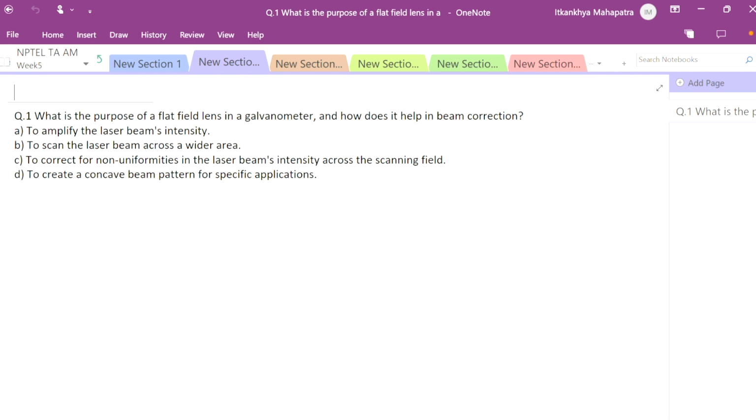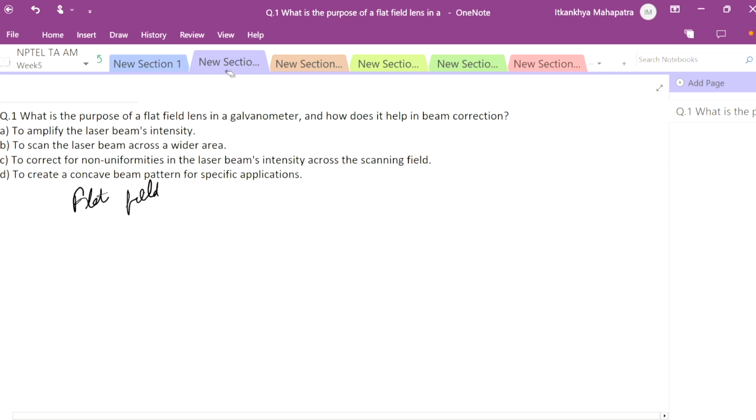So the first question is, what is the purpose of a flat field lens in a galvanometer and how does it help in beam correction? First of all, we'll understand what is the purpose of a flat field lens in a galvanometer. The correct option is it helps in correcting the non-uniformities in the laser beam's intensity across the scanning field.